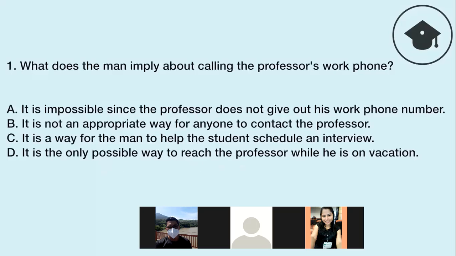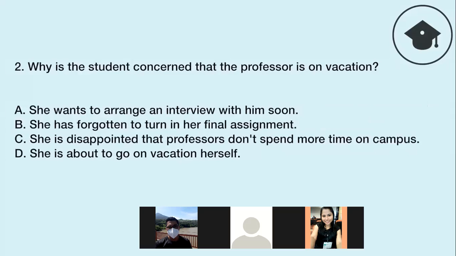Okay, question number one. What does the man imply about calling the professor's work phone? Between C and D. Okay, all right, write the answer, and then we're going to check after. So make sure you write the answer and take notes. Number two, why is the student concerned that the professor is on vacation? I'm going to read the question and you guys answer.